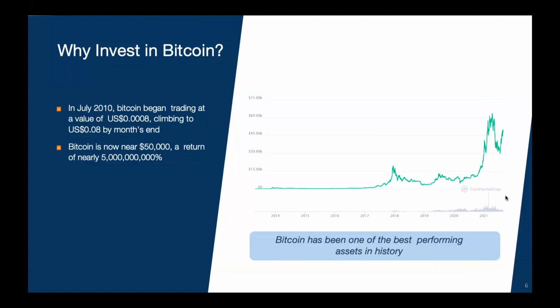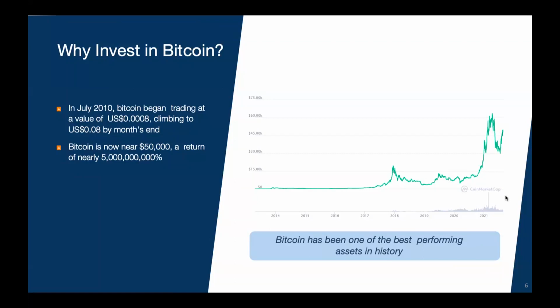Number one, that would be potential returns. Bitcoin is the best performing asset of all time. Basically, if you look at where it was just over a dozen years ago, July 2010, it traded at a fraction of a penny, 0.0008. And then by month's end in July 2010, it went up about 100-fold. And ever since, it's near $50,000, which represents a total return of nearly 5 million %.